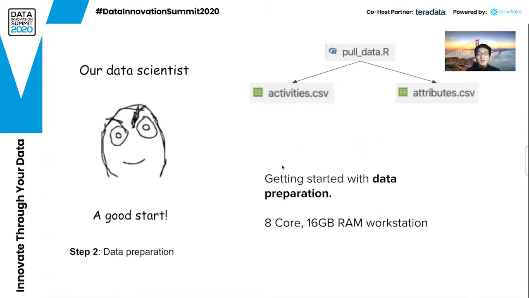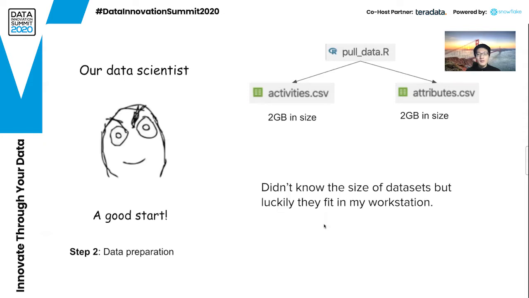The next step is data preparation. We have an R script that pulls the CSV tables from two upstream data tables. We're running on a typical 8-core, 16 GB workstation. Luckily, the datasets are not so big. They are 2 GB each and they can fit perfectly in memory.